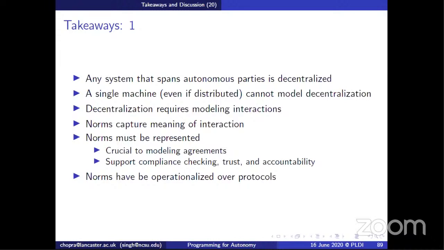They're left in documents such as contracts and so on. But if you want to actually build a decentralized system, you must represent the norms. They're crucial to modeling agreements and they support compliance checking, trust, and accountability. Once you have the norms, you have to think about operationalizing them over protocols. Because there is no central place where events are coming in and the states of the norms are being computed. Each party has its own local state, and they're interacting at arm's length. So the parties have to compute the states of the norms independently, and you need protocols so that they compute the norms in a consistent, coherent manner.